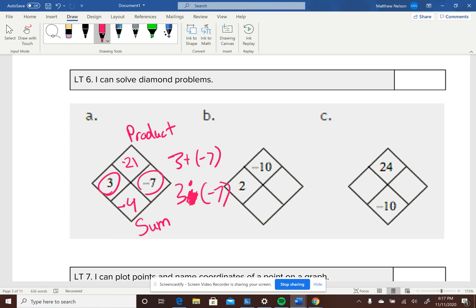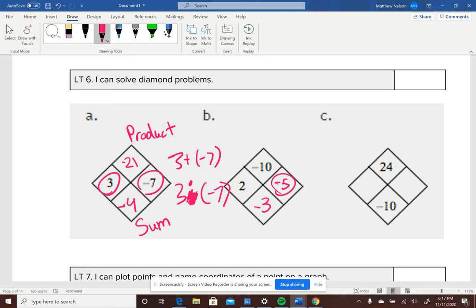Now moving on to the next one, it says 2 multiplied by what is going to give me negative 10. Well, I know it needs to be a negative number, and 2 times 5 gives me 10, so negative 5. And if I add 2 plus negative 5, or 2 minus 5, it's going to be negative 3.